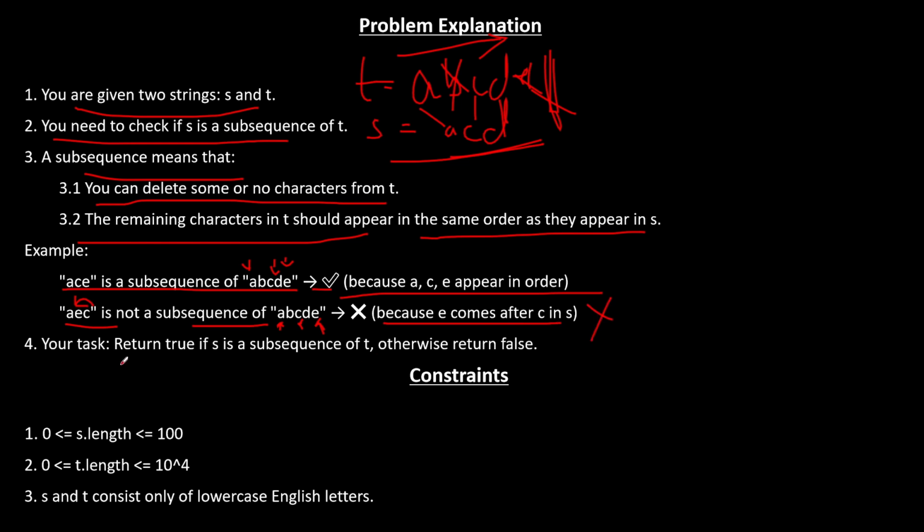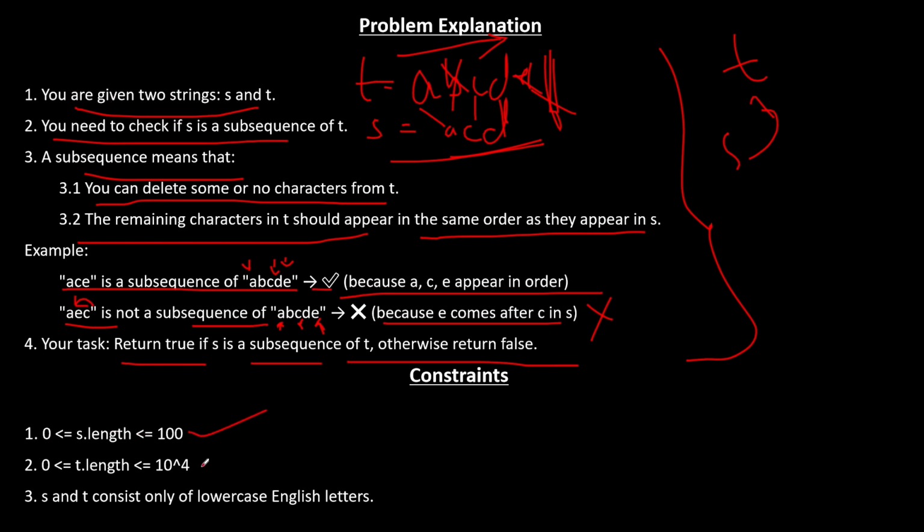Now we have to check whether S is a subsequence of T and return true or false. The constraints: the length of the subsequence S could be 0 to 100, and T could be 0 to 10 to the power 4, and S and T only consist of lowercase English characters.